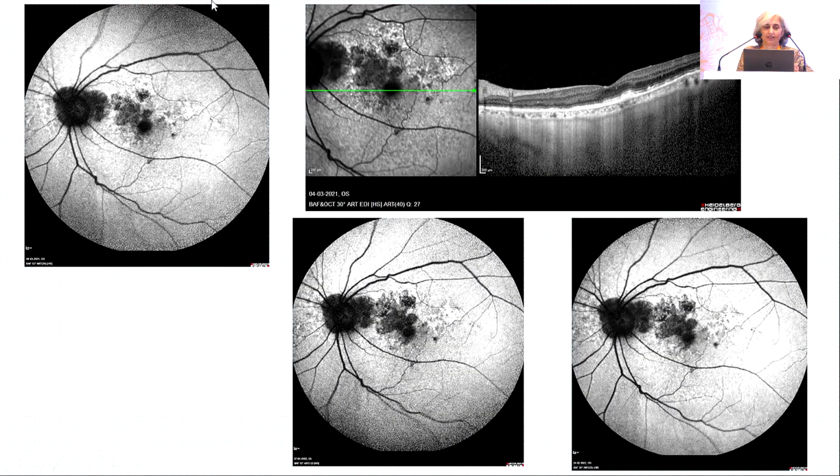And this was his other eye. Again, you see this was at presentation. This was a couple of years later. There is an increase in the area of atrophy.